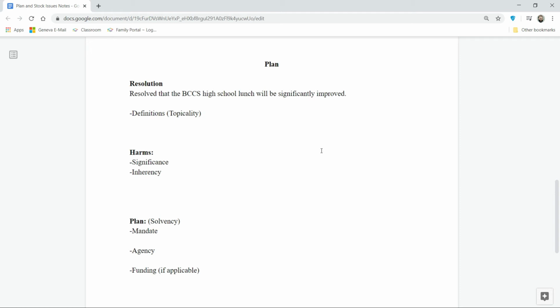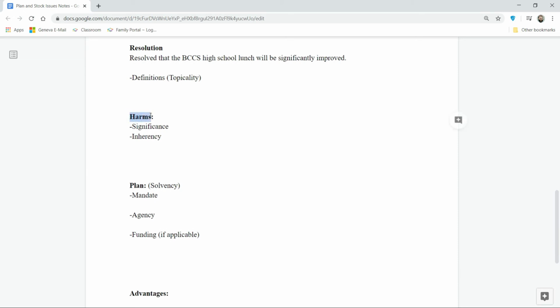So they'll say, well, what do we mean by lunch? And they can say, well, we mean the amount of time that students are given to eat lunch between fourth and fifth period. What does significantly mean? Well, it has to improve the quality of their life in a meaningful way. Improvement, BCCS, whatever you think you need to define to make sure that it's clear you're staying within the bounds of the topic defined by the resolution. All right, the next part is called the harms. Harms. These are the things that are harmful or wrong about the way life is now, in the status quo.